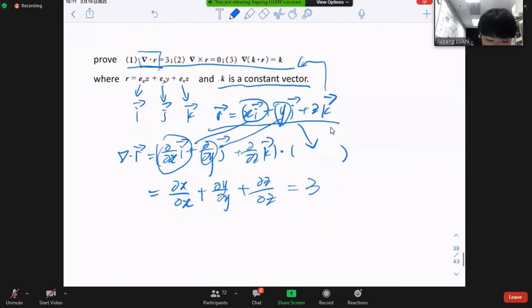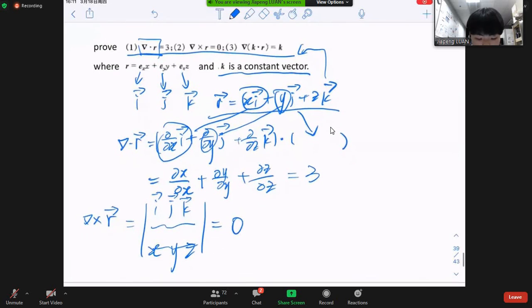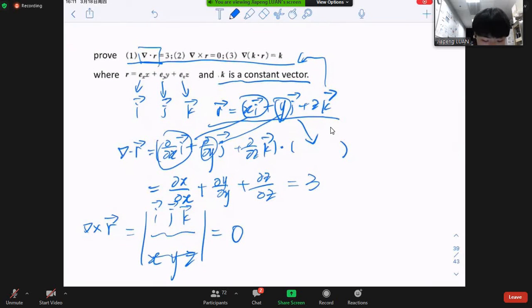And then the second is to calculate the curl. So the curl, you just use the determinant, right? I won't write it. The third row is x, y, z, right? And you can calculate and do the determinant. You can get that this is 0. Okay. This is the second thing.